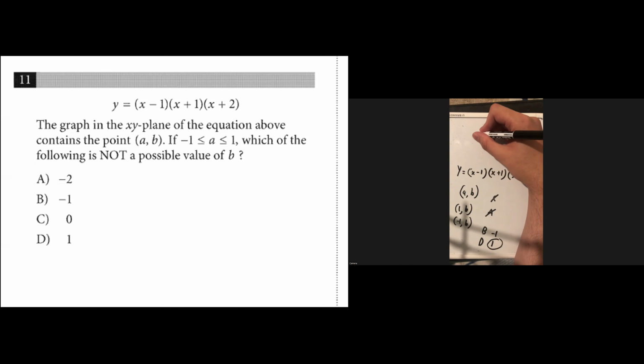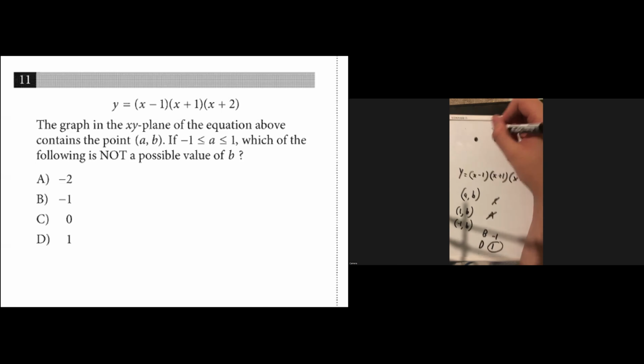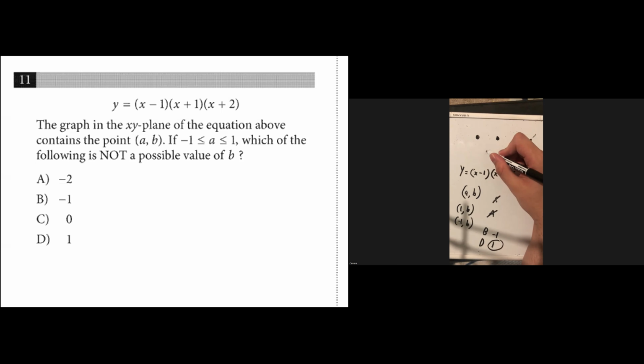If at -1 it's 0, if at +1 it's 0, and if at 0 it's at -2, then if this is a continuous graph, at some point it has to pass -1, either here or here. It has to pass -1 at some point. So the only answer it could be is +1. So you don't actually need to worry about that. This is actually a lot more simple than I thought.